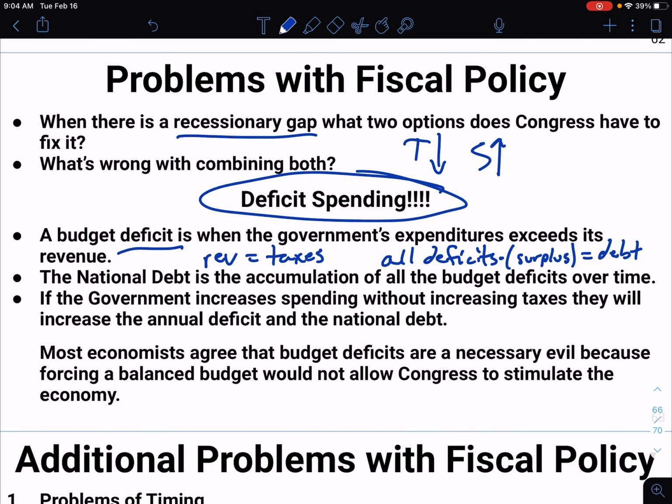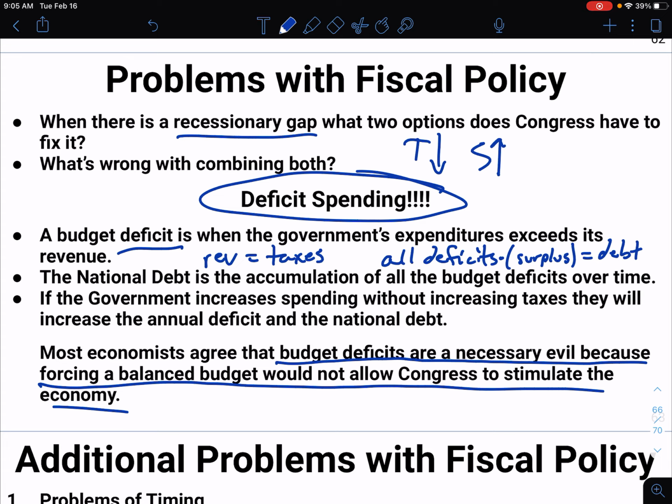So budget deficits, typically most mainstream economists believe that the deficit is a necessary evil. It's something that has to happen because doing nothing is pretty problematic, since the government has a role in stimulating the economy. Or, the opposite is true too. Budget surpluses are important in order to cool the economy down.